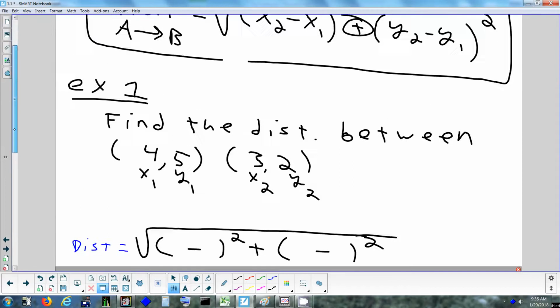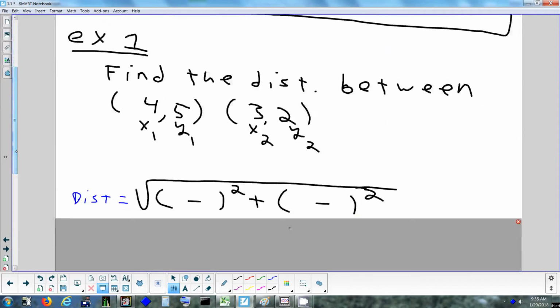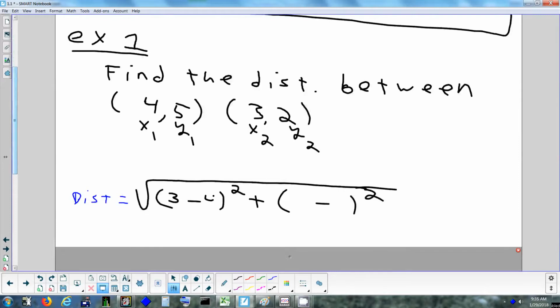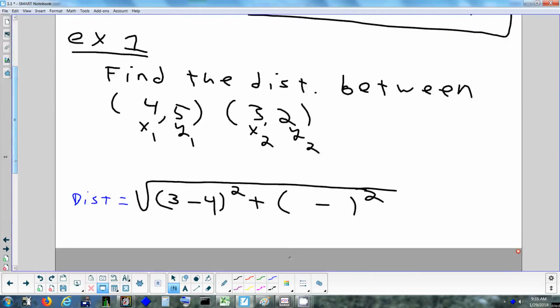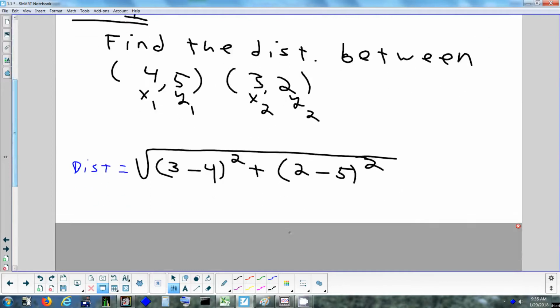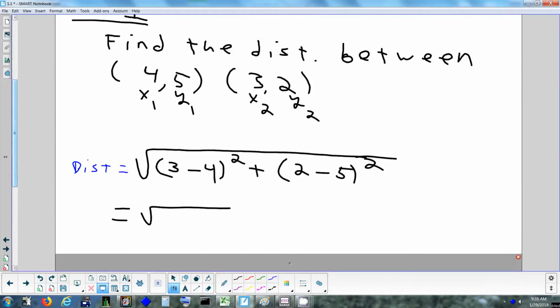Alan, can you tell me, my first one is x2 minus x1. So what's going to go in the parentheses? 3 minus 4. Jermichael, the next one is y2 minus y1. So what's going to go in the second set of parentheses? 2 minus 5. And now we'll do that out and see what we got.